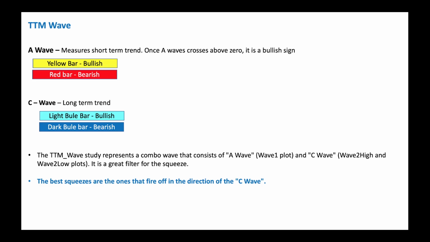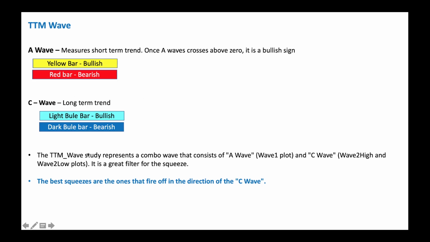There's also a C wave. It's a longer term trend. If the C wave is a light blue bar, then it's bullish. If it's a dark blue bar, then it's bearish. So it tells you pictorially or visually what's going on here.